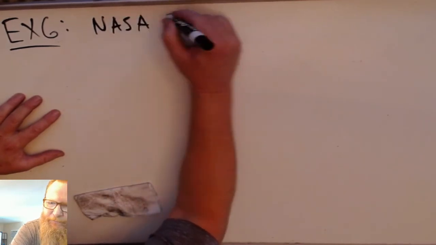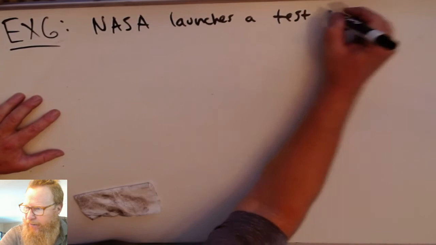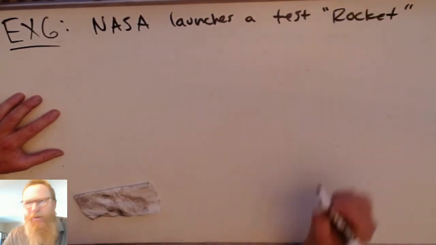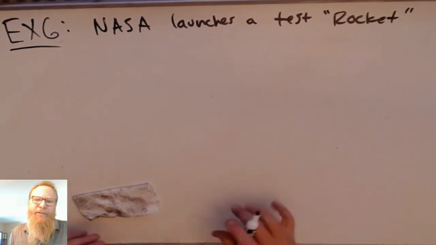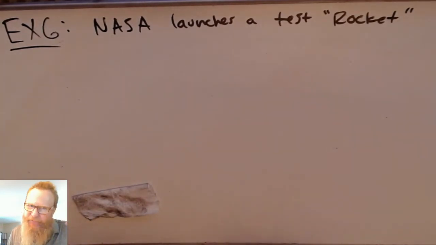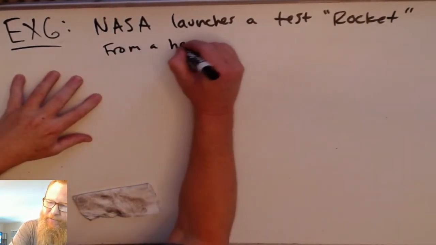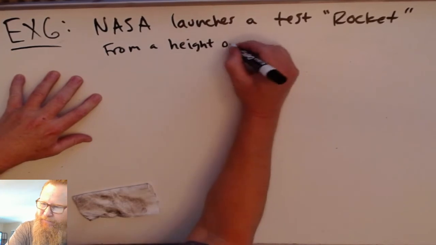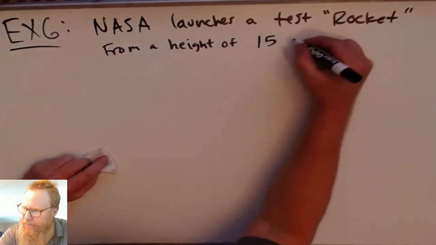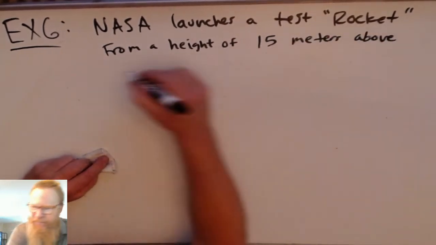NASA launches a test rocket. And again, I'm going to put the word rocket in quotes. So this is a launch that just, boom, it just kind of blasts off from a height of 15 meters above sea level.